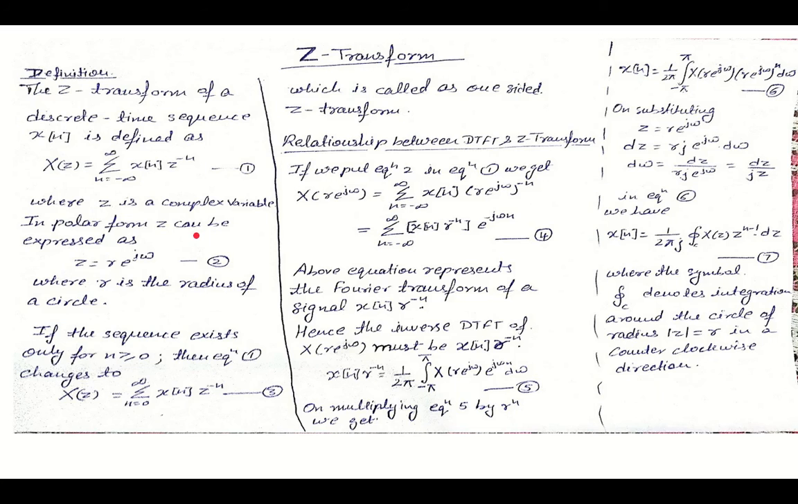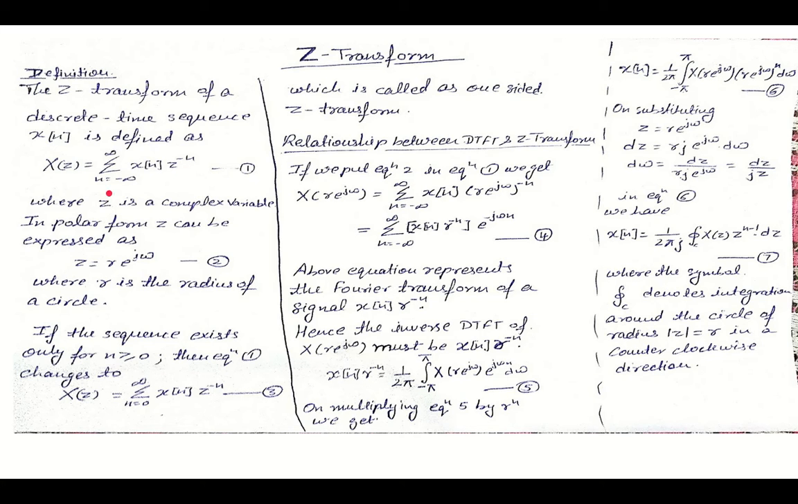In this lecture, we are going to discuss Z transform. Firstly, we are going to define Z transform. Z transform can be defined as, for any discrete time sequence given by x[n], the X(z), or the Z transform, is given to us as the sum from n equal to minus infinity to plus infinity of x[n] into z to the power minus n.